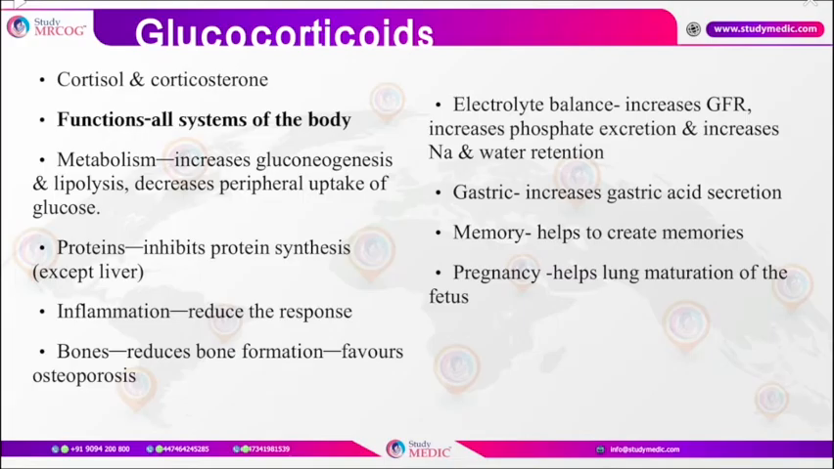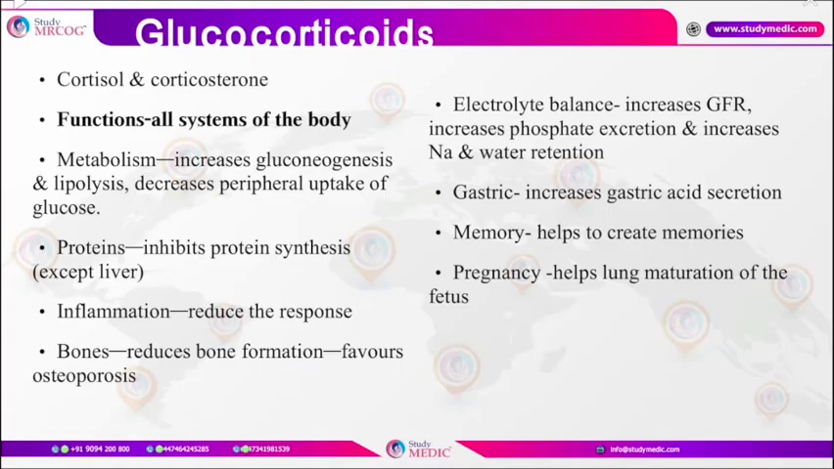It includes cortisol and corticosterone. The function involves all systems of the body. For example, in metabolism, it increases gluconeogenesis and lipolysis. It decreases the peripheral uptake of glucose. In protein metabolism, it inhibits protein synthesis except in the liver. During inflammation, it decreases the response. In bone, it decreases bone formation, and that is how it favors osteoporosis.